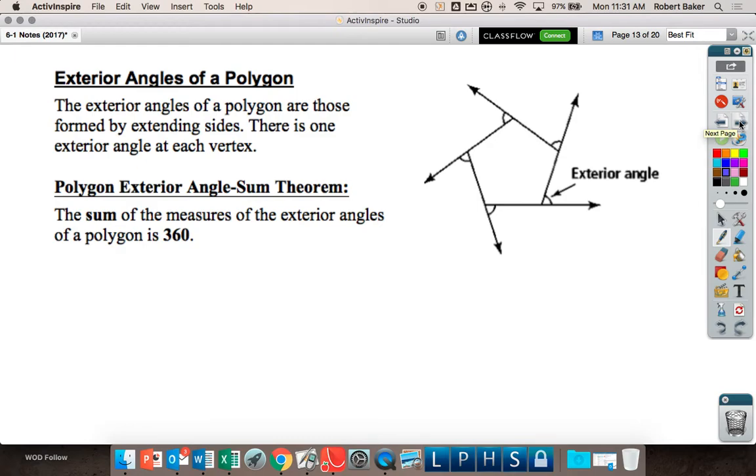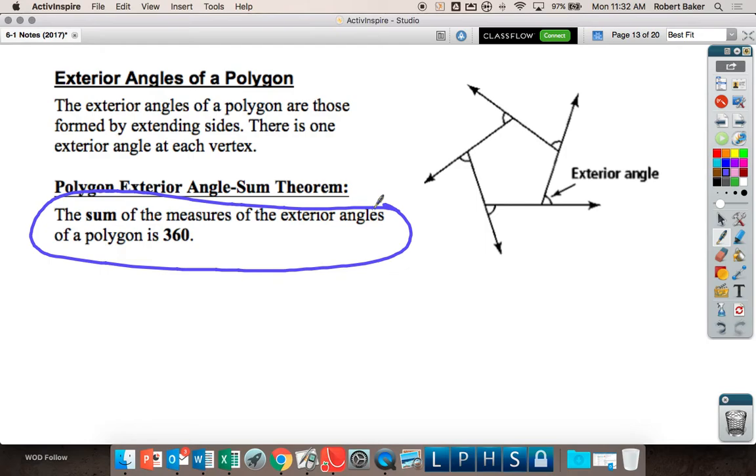Now, right here it says the sum of the measures of the exterior angles for a polygon is always 360, no matter what. If I give you a 100-gon, how many degrees do its exterior angles add up to? 360. No matter what. If I give you a 1,000,000-gon, how many degrees do the exterior angles add up to? 360.